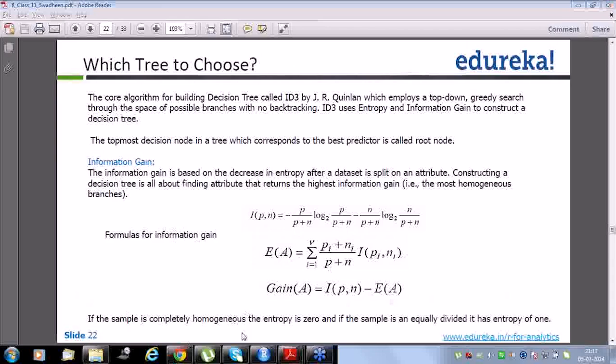And if the sample is completely homogeneous based on the dependent variable, the entropy is 0. That means it cannot be divided further. That sample cannot be divided further. We don't need to divide it.